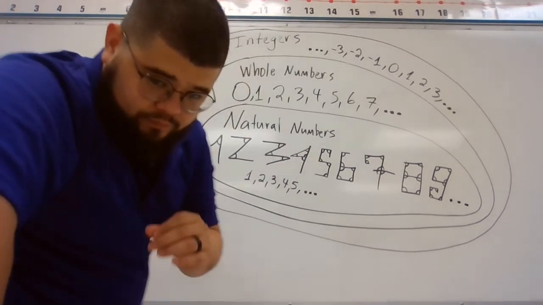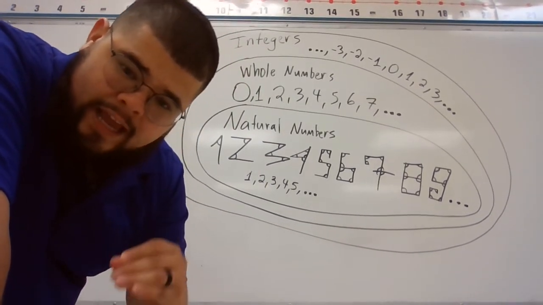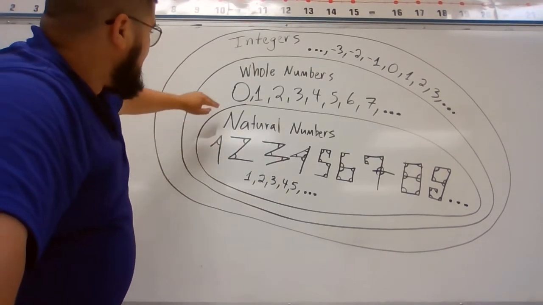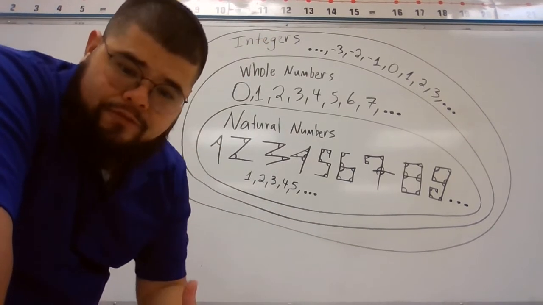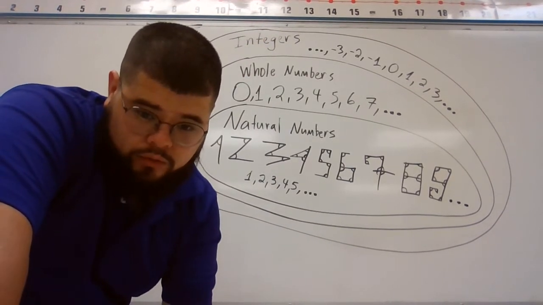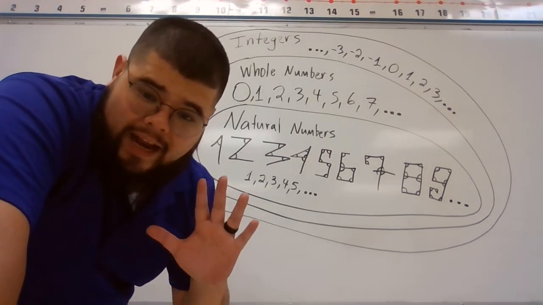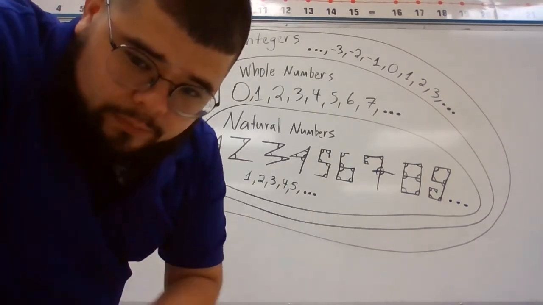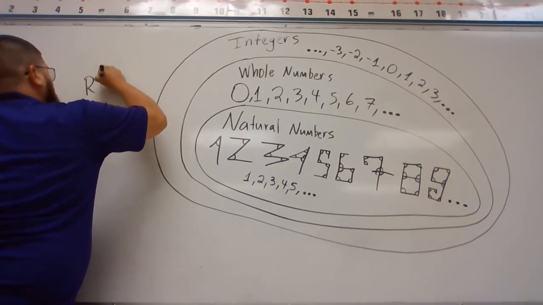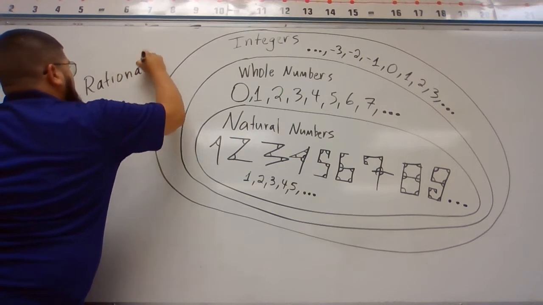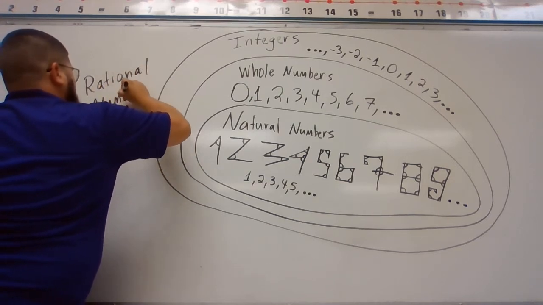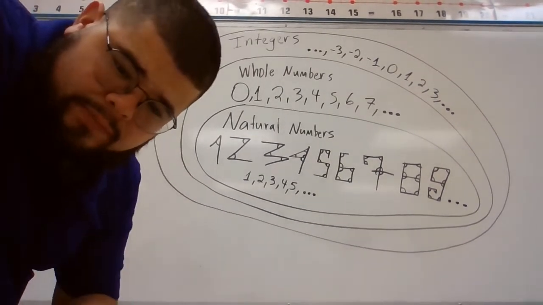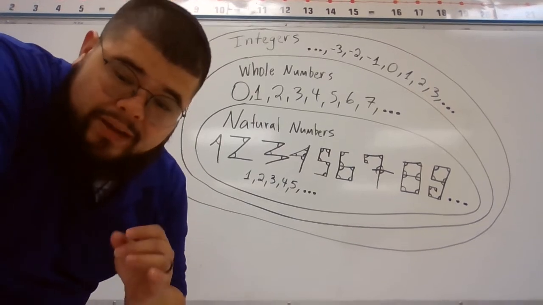Now, after they figured out the natural numbers, 0, and all the negatives, they had to figure out a way to represent parts of a whole, also negative parts of a whole. So they had to think about the negatives and about parts of a number. And that's where the rational numbers come in. Sometimes the rational numbers are referred to as fractional numbers because they are fractions.